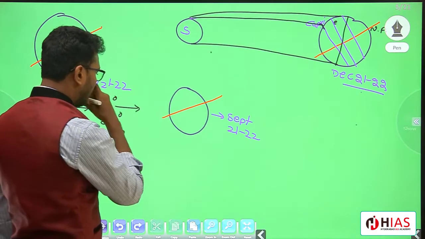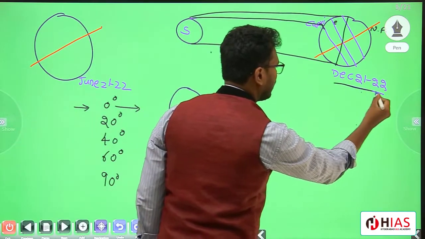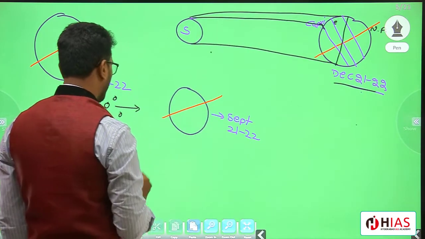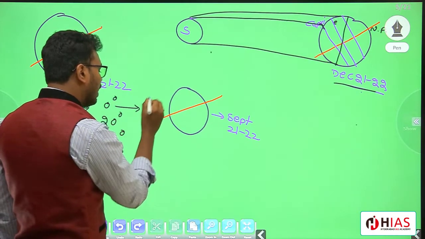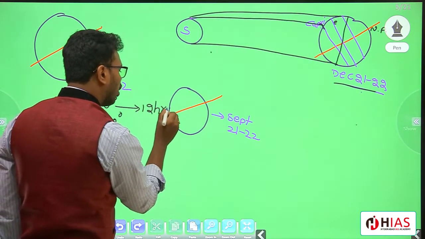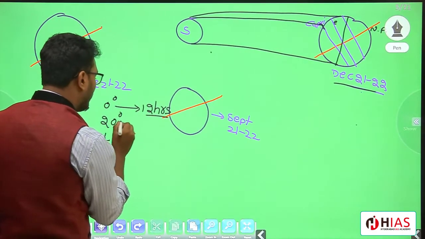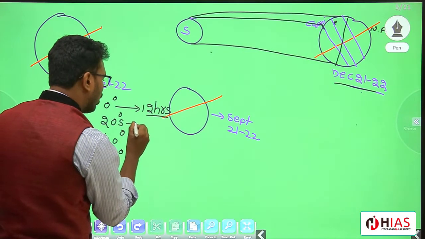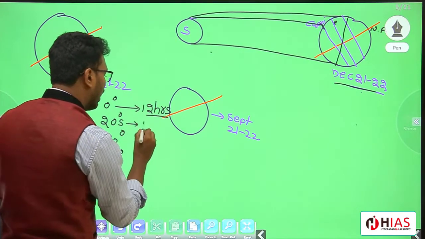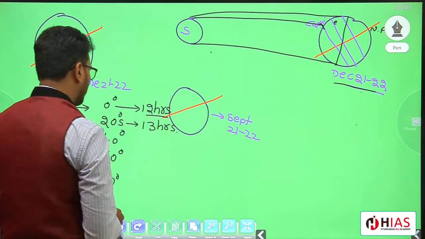So just imagine 0 degrees is the equator at one point of time, that is December 21 and 22. At 0 degrees, the length of duration of the daylight is 12 hours. At 20 degrees south, the length of duration of the daylight will be around 13 hours.